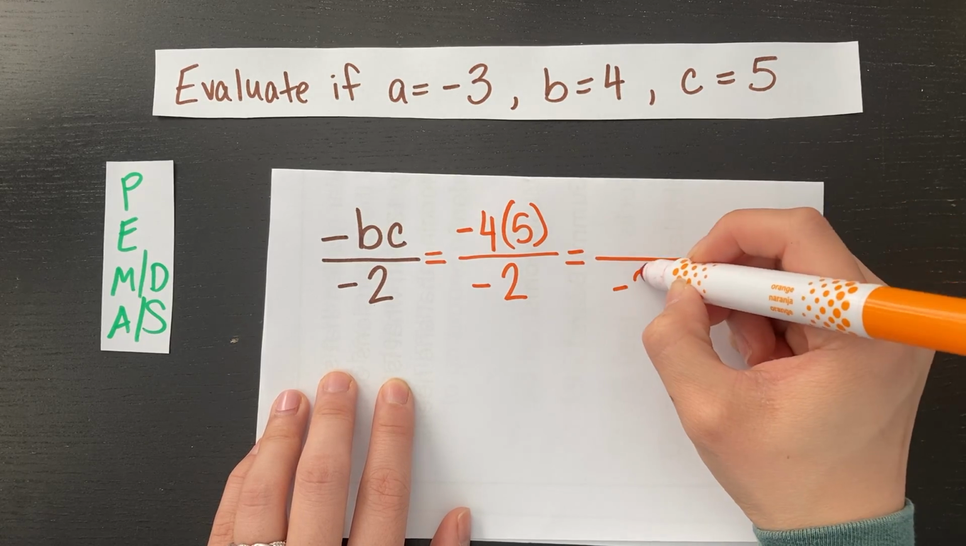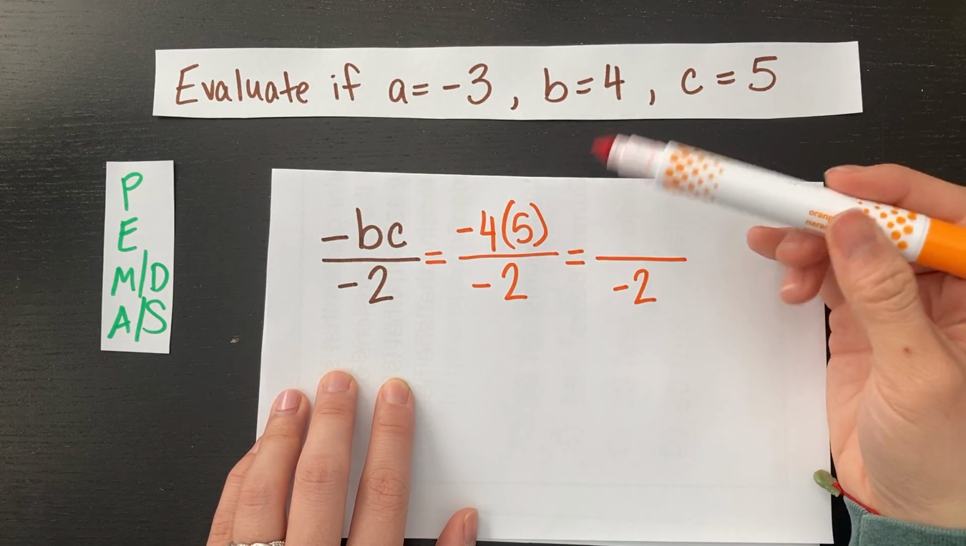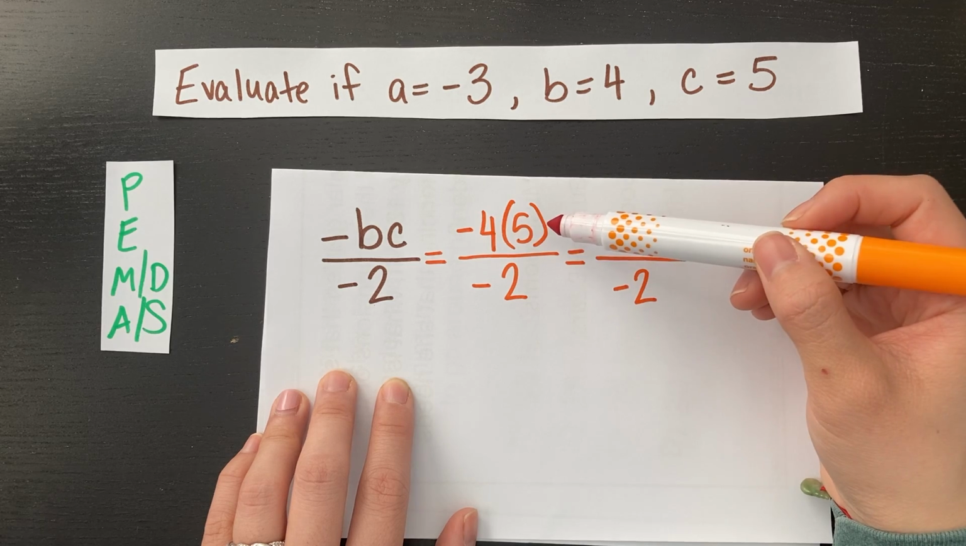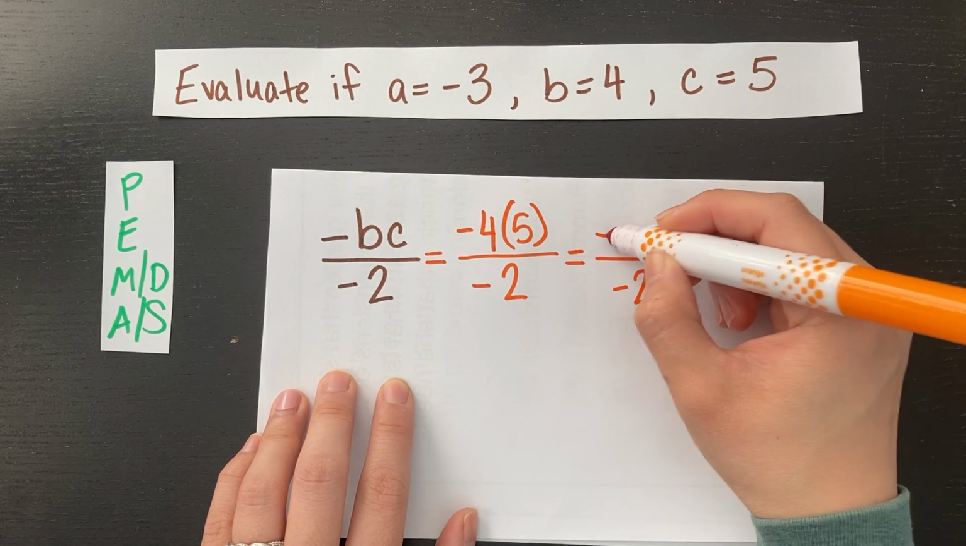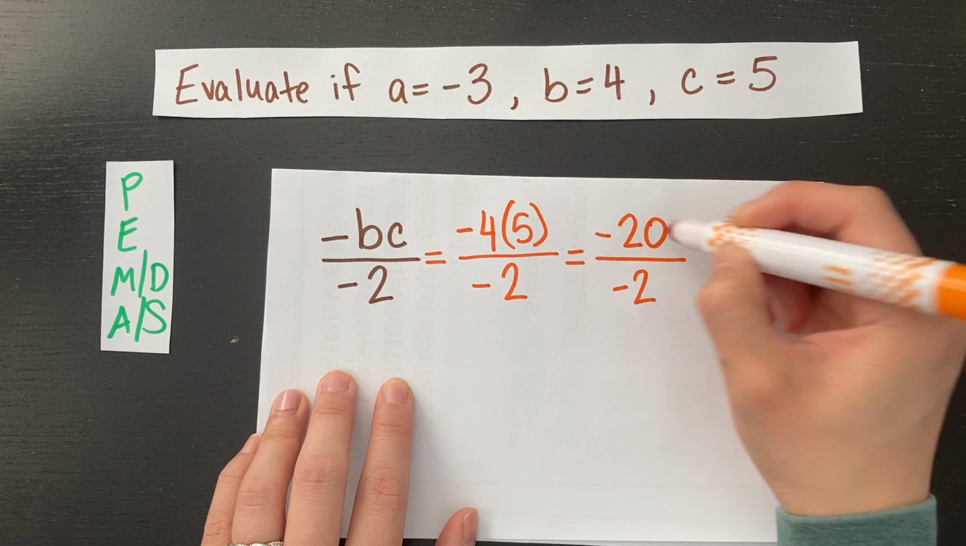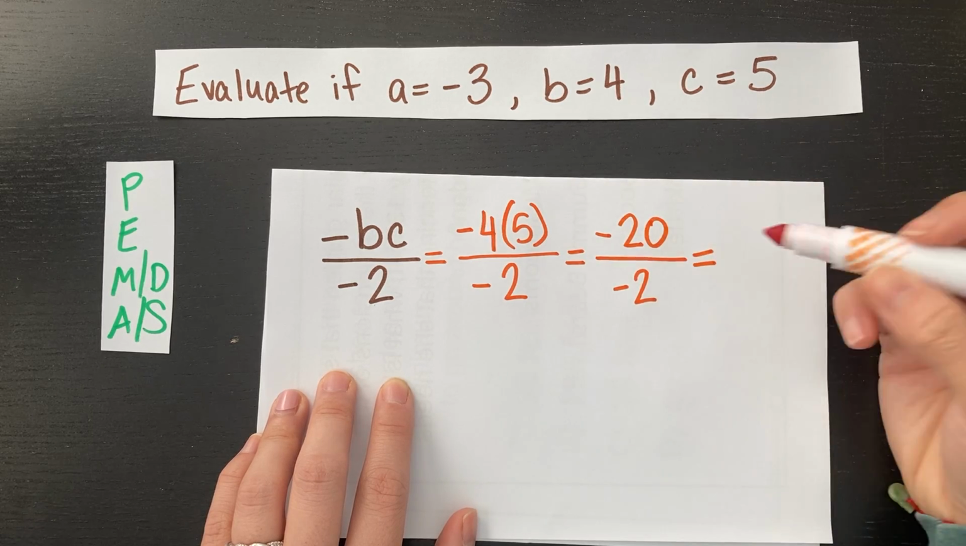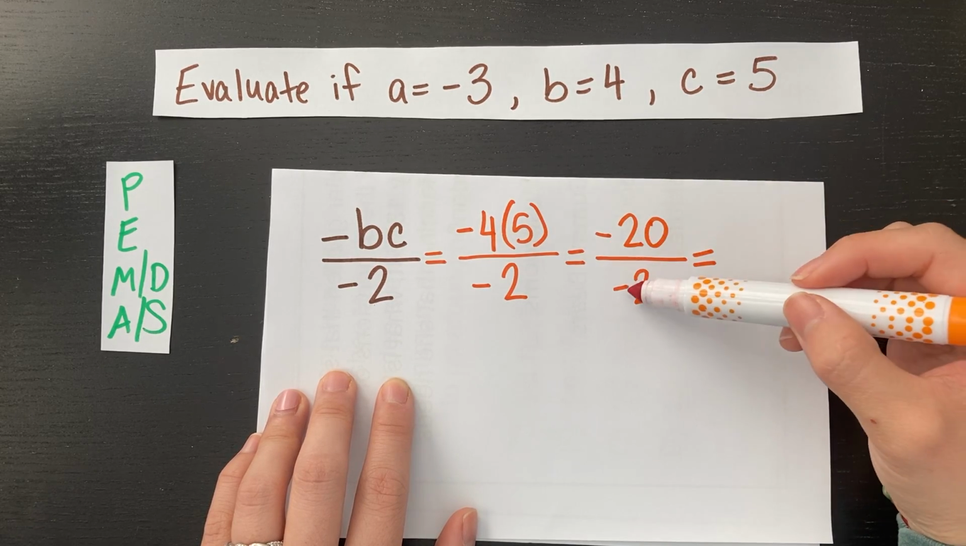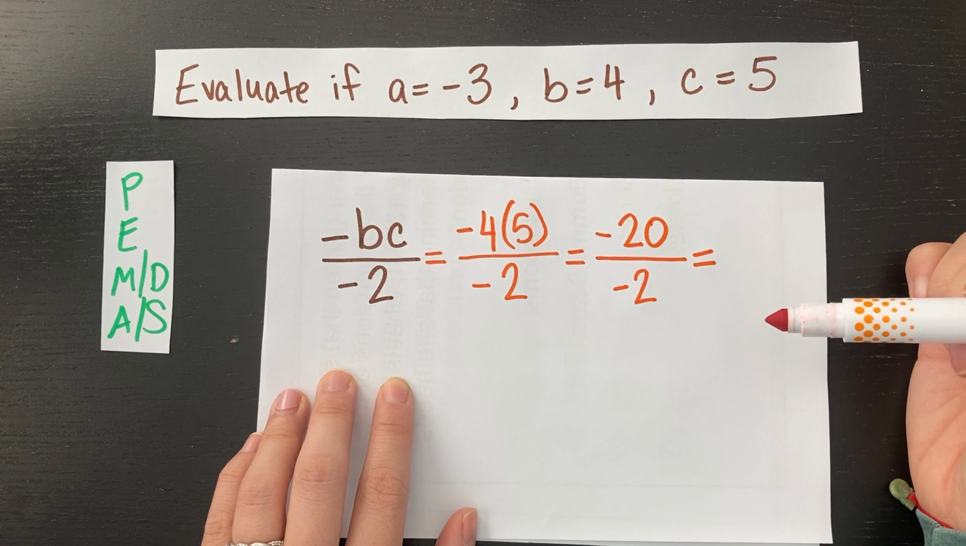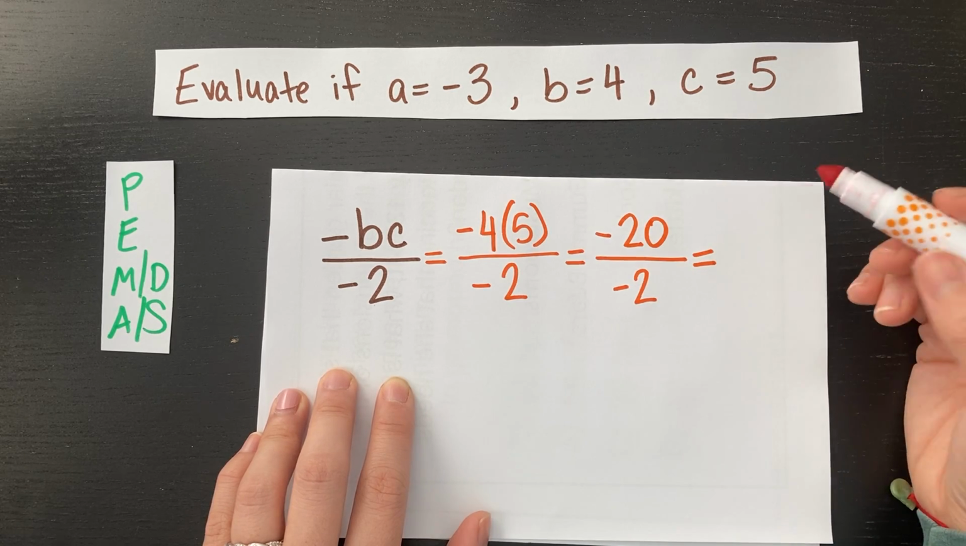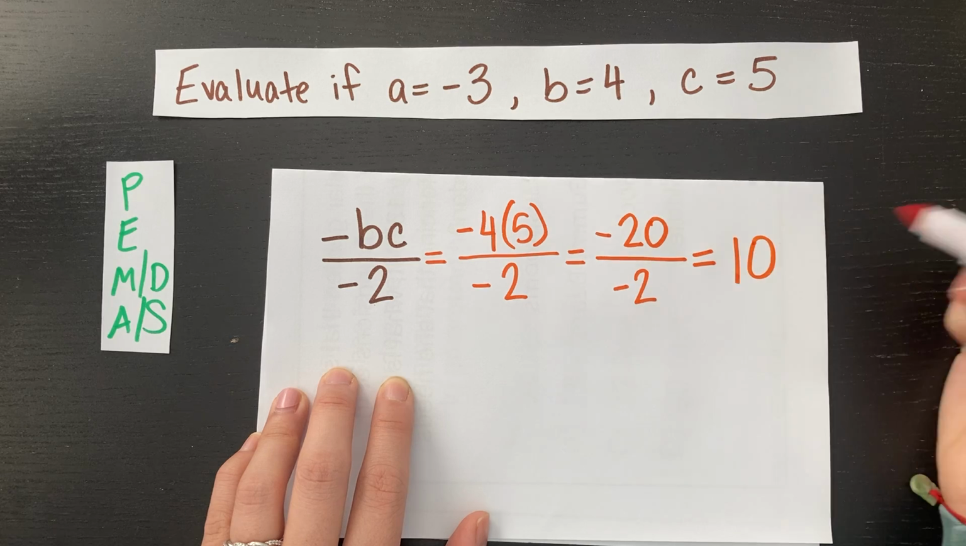Our denominator is just one number, so I'm just going to leave that there. Up top, we have negative 4 times 5, which is a negative 20. And you can think of this as a negative divided by a negative is a positive number. 20 divided by 2 is 10, positive 10.